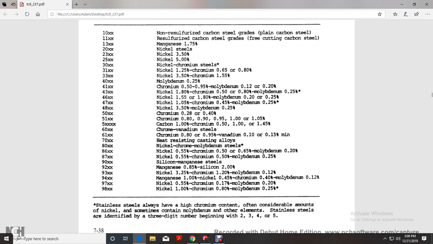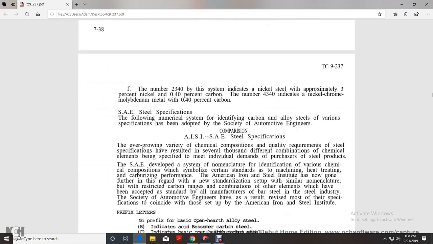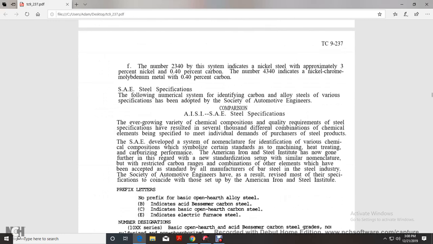And this is the number 2340. By this system, it indicates a nickel steel with approximately 3% nickel and 0.40% carbon. The number 4340 indicates nickel, chromium, molybdenum steel with 0.40% carbon.